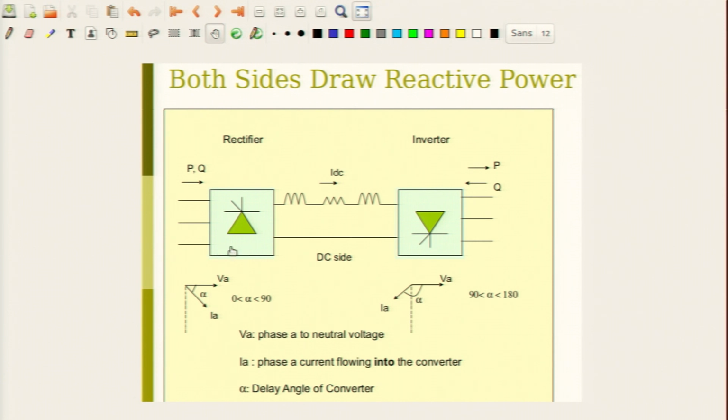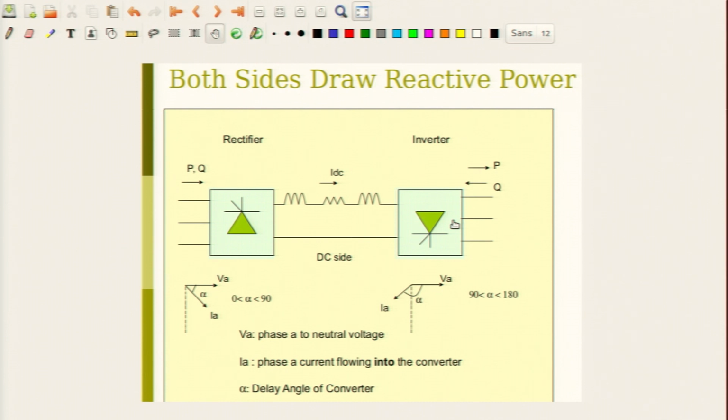In the inverter, alpha is greater than 90 degrees and you will find that although the direction of P is reversed, that is from DC to AC, your Q is still being drawn from the source. So, a thyristor rectifier with delay angle control always draws reactive power from both terminals.